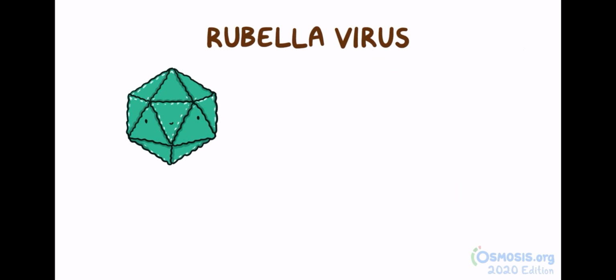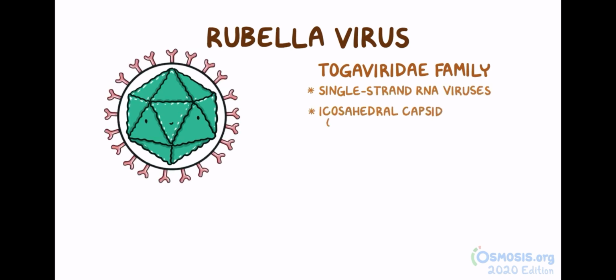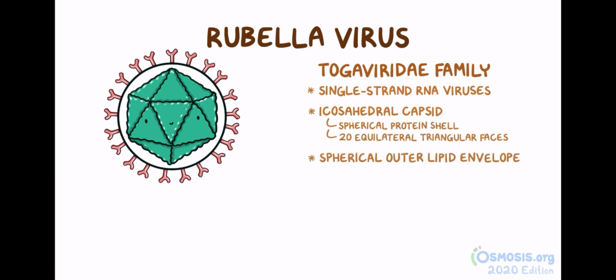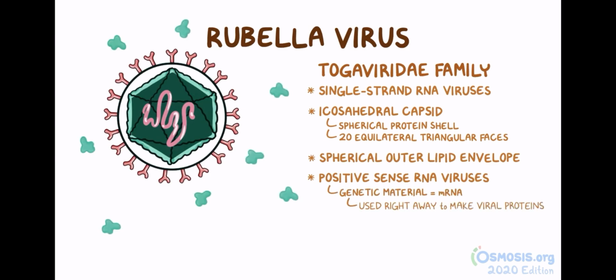The rubella virus is part of the Togaviridae family. Togaviruses are single-stranded RNA viruses surrounded by an icosahedral capsid, which is a spherical protein shell made up of about 20 equilateral triangular faces, all within a spherical outer lipid envelope. They're also positive sense RNA viruses, which means that their genetic material is actually mRNA, so it can be used right away by the host cell to make viral proteins.